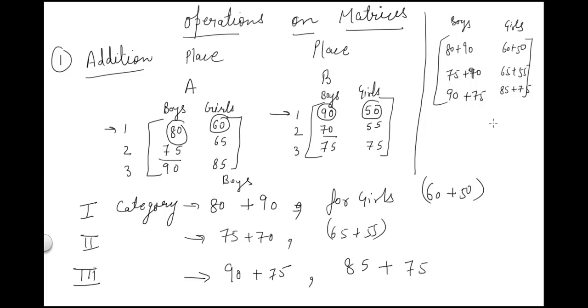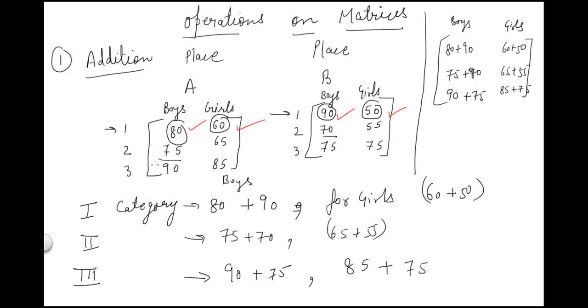Just to see, A11, that means first row, first column, the element is 80. And in factory B or the second matrix, the first row, first column element is 90. So we have added 80 with 90. That means the corresponding elements we are going to add. See, 80 is added to 90, 60 is added to 50. They are at the same position and the matrices are equal in order.